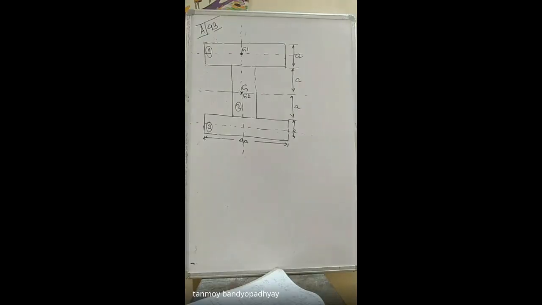Similarly, G3, for the rectangle 3, refers to the centroid of the rectangle number 3, or the second flange, the bottom flange. So for the bottom flange, the centroid is G3. So we have defined three individual axis systems.